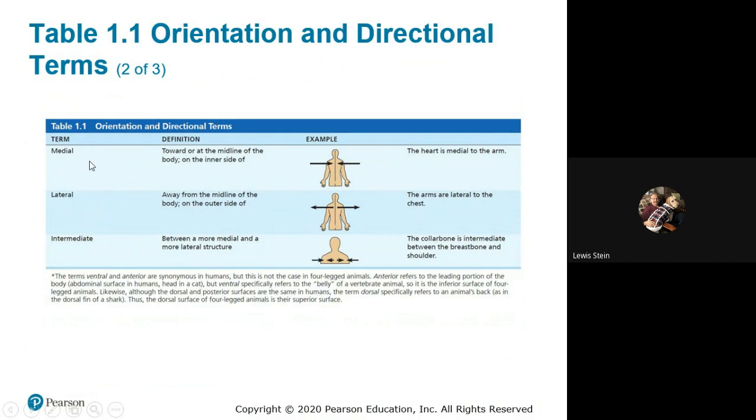When we talk about things with regard to the midline, the midline is here, obviously. Remember that sagittal plane. So medial is toward the midline. Lateral is away from the midline.